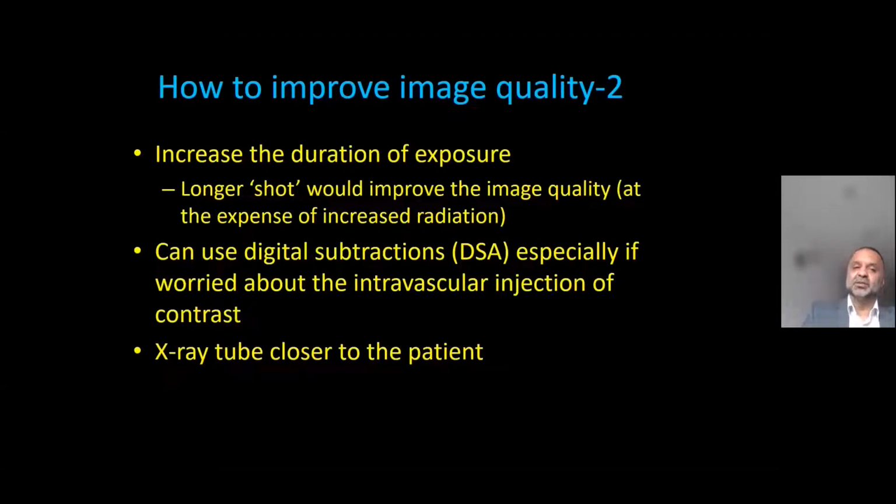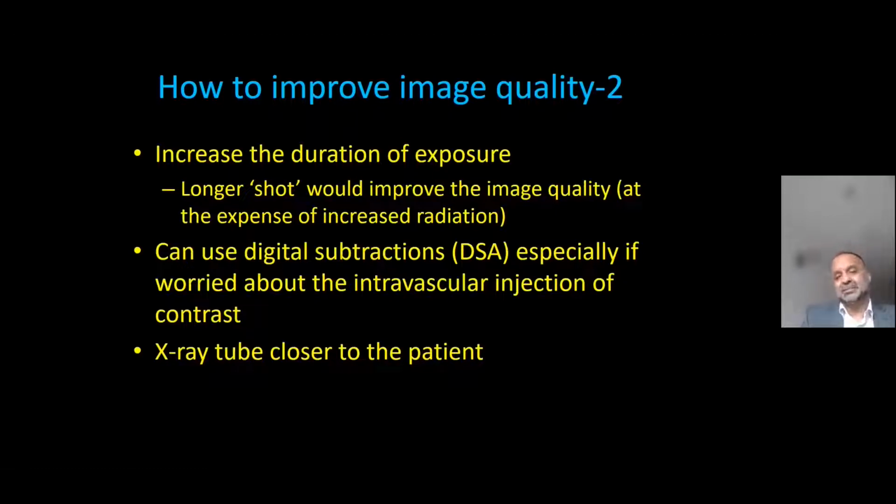You can also increase the duration of exposure, especially in people who have a very high BMI, because imagine that the radiation is coming from one end and it is being captured at the other end, and there is obviously a table in between and your patient. The scatter of radiation from the table is actually not that much. The maximum scatter comes from the patient, and the bigger your patient, the more scatter there is. So your receiver, which is receiving the radiation, is not going to actually receive much of the dose. So you might want to take a longer shot, which will improve the image quality, but obviously that will increase the radiation dose as well.